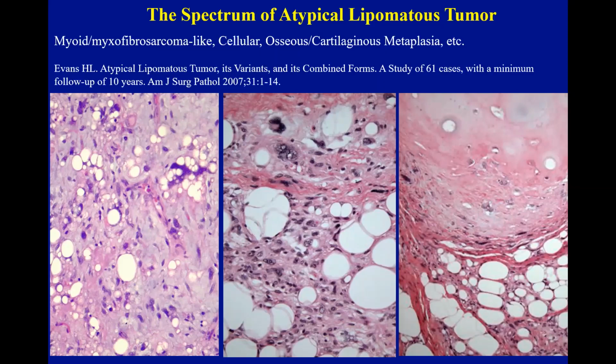So some of the spectrum of these changes that you can see in ALT include, over here on the left-hand side, cases which can resemble a high-grade myxofibrosarcoma, cases that are more cellular, as you see here in the middle screen, and cases that may even have areas of heterologous differentiation, for example, cartilage or even osteoid, which may be present. Again, you'll notice that these atypical stromal cells and lipoblastic cells are present throughout all of these lesions. Again, the important point is to recognize this as ALT and not try to diagnose a higher grade sarcoma and the implications of therapy that does not match the biology of the tumor.